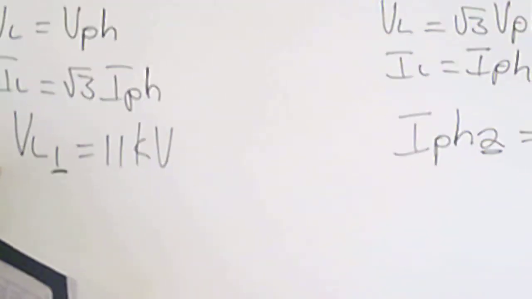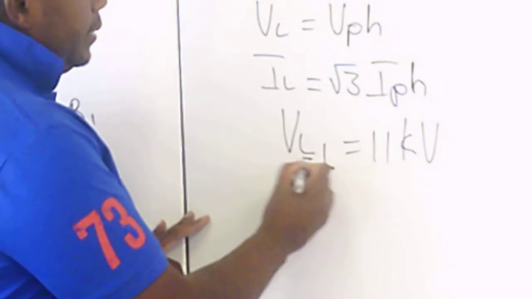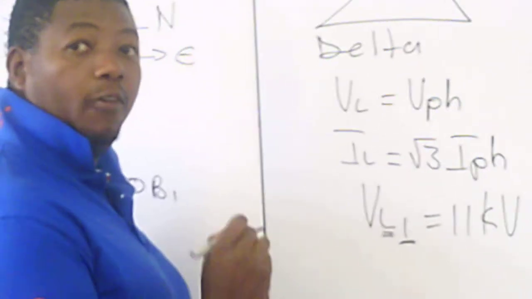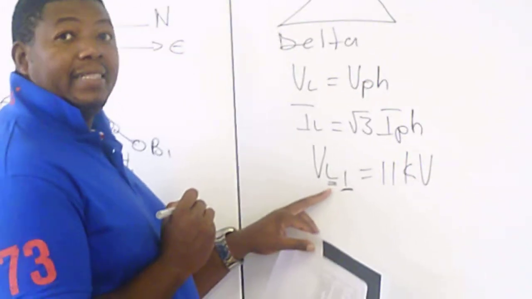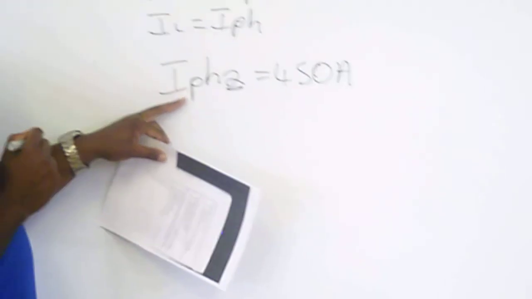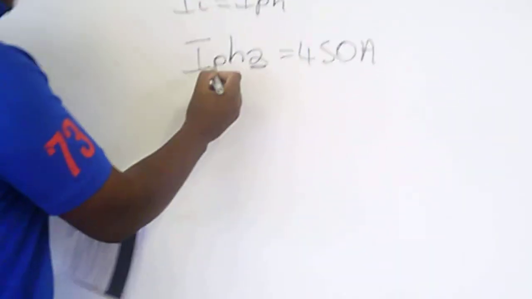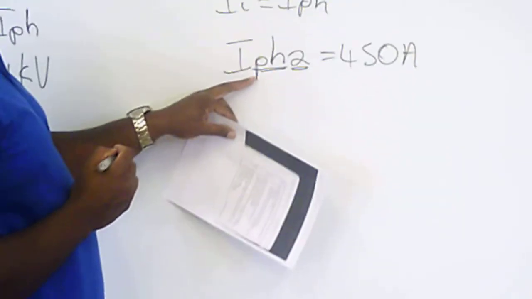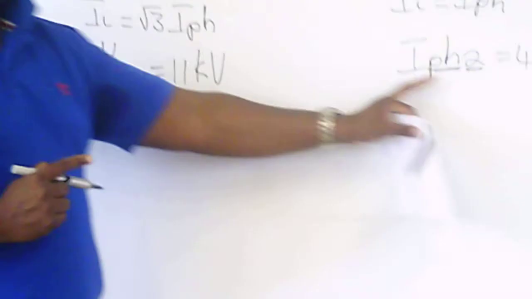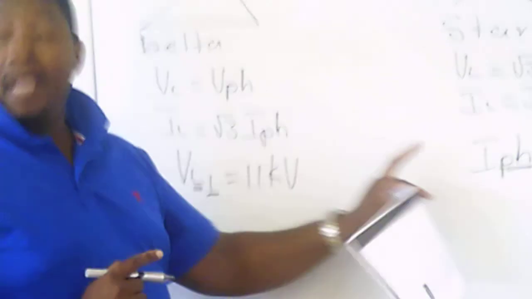Now, if I'm given the line value, I have to indicate that I'm given a line value. I'm not just writing voltage, or V. I'm indicating that the voltage given to me is a line voltage. On the secondary side, critical, I'm given the phase current. So I have indicated that this is a phase current because my phase current can be different from my line current. So I must always indicate whether I'm having a phase or a line so that I can be able to work out my transformer.